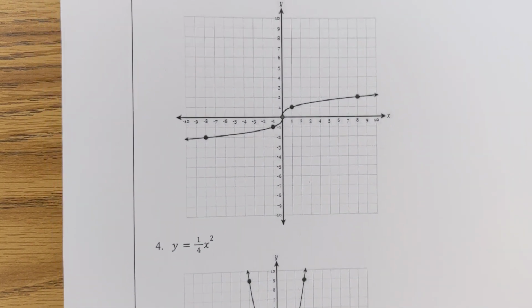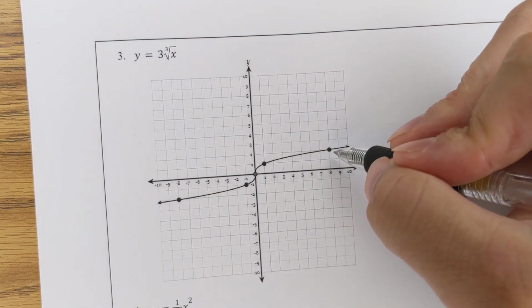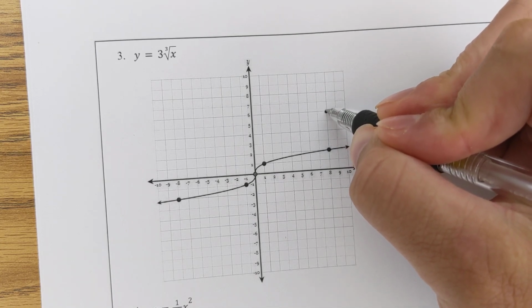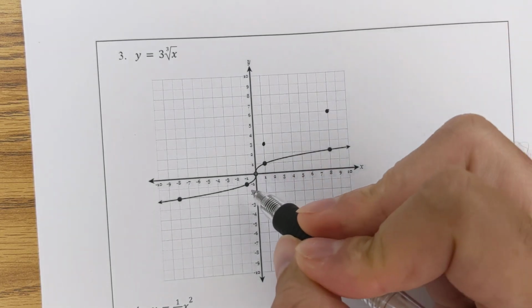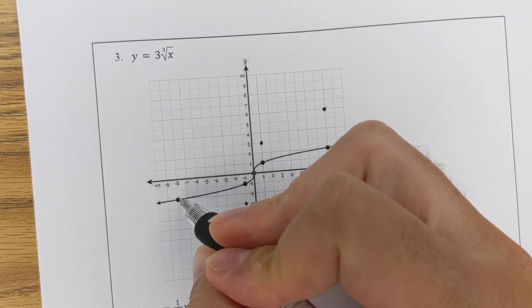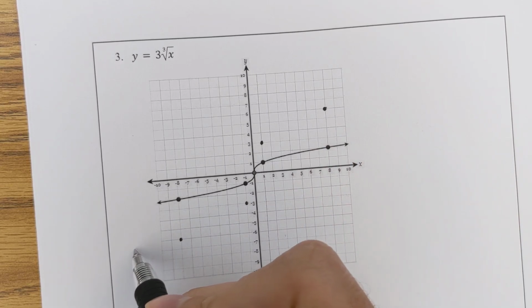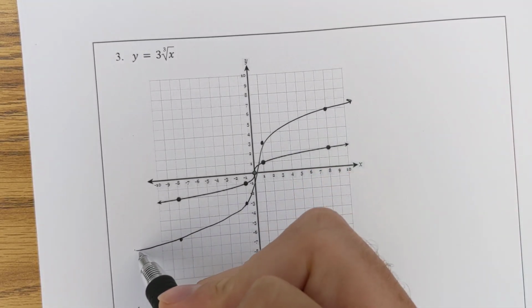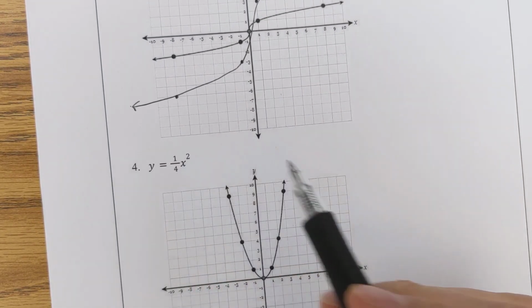Okay, so 3. Once again, coefficient out front, so all of our y values are going to multiply by 3. So this point that's currently at 2, 2 times 3 would be 6. This point that's at 1, 1 times 3 would be 3. -1 times 3 is -3. And -2 times 3 would be -6. So the graph is now much taller than it was before.